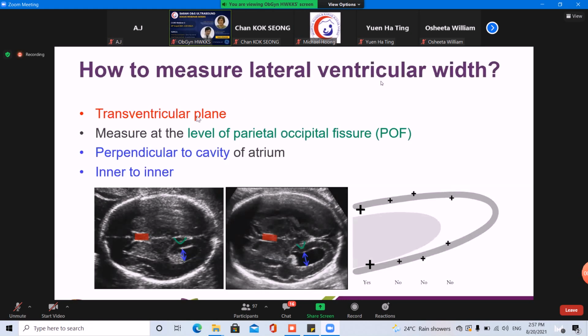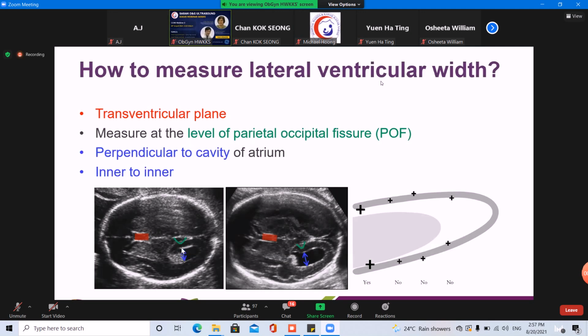First of all, we have to use a standard plane. The standard plane to measure the lateral ventricular width is the transventricular plane, which is this plane here. You will be able to see the CSP, and the lateral ventricle in its entirety. The area that we measure is the atrium, which is this area here. So the atrium is that big. Which level should we measure? I have already told you about this parieto-occipital fissure here. We measure at this level.